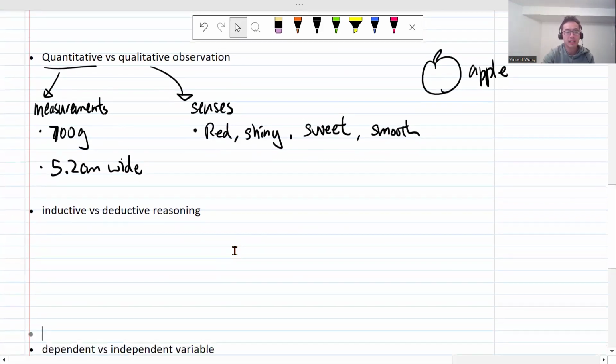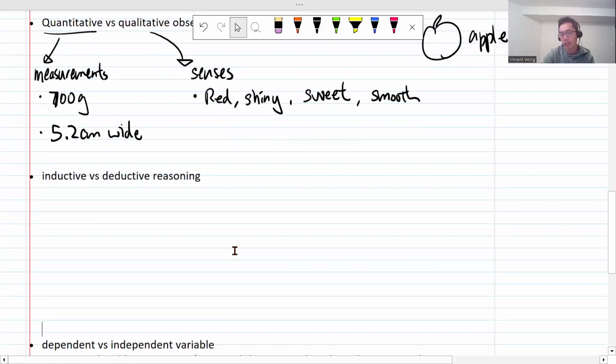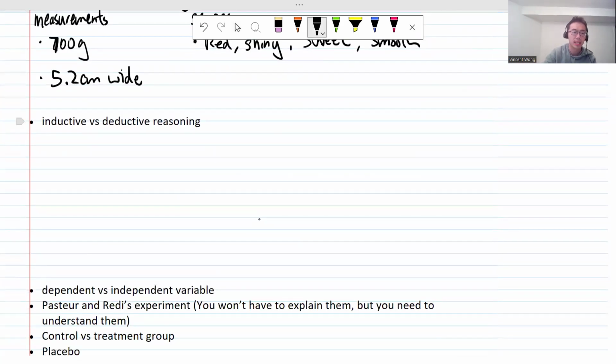All right, inductive and deductive reasoning. I know in class we had a little bit of trouble learning about that, and don't worry too much. There's only one question on the quiz about inductive and deductive reasoning. So for example, we can say Ebola is a virus and it requires a host to replicate.